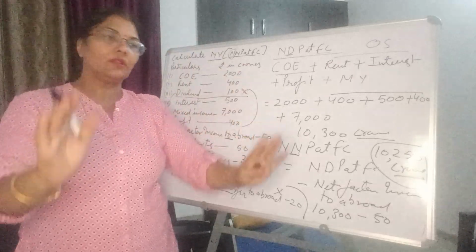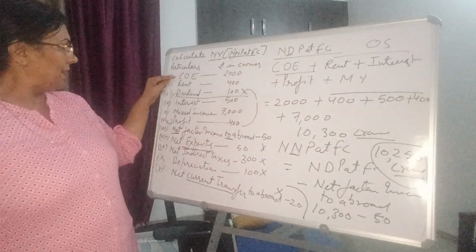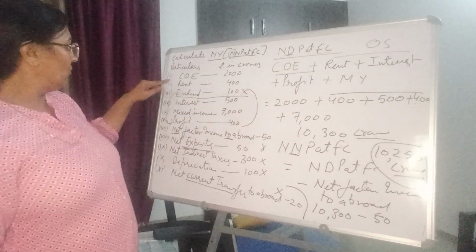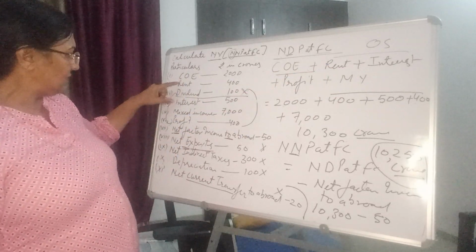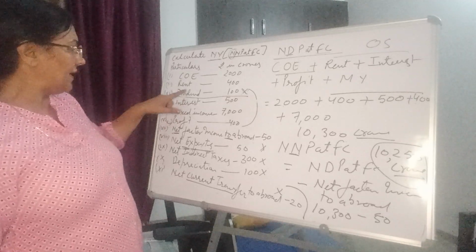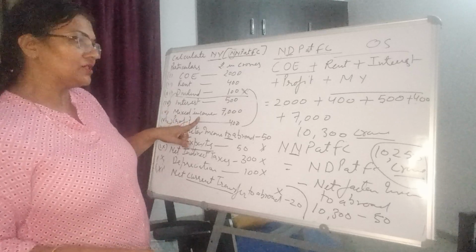You have to stick to the formula and solve the question. COE plus operating surplus is not given, so pick the components. What components are given? Rent, interest and profit, right? Interest, but dividend we will not take because dividend is a component of profit. Then the next one is mixed income.